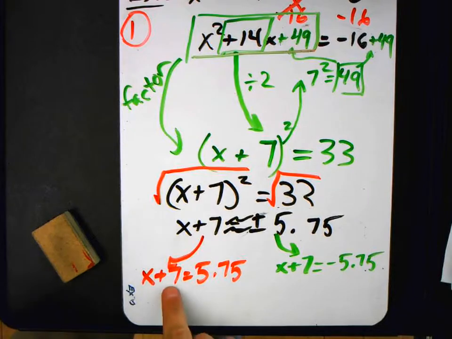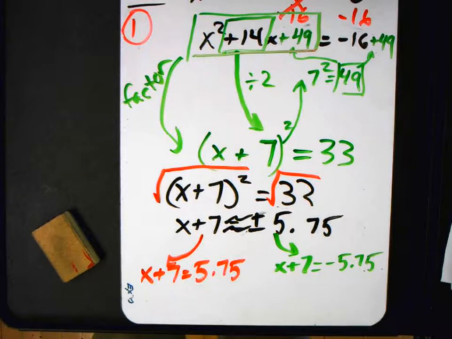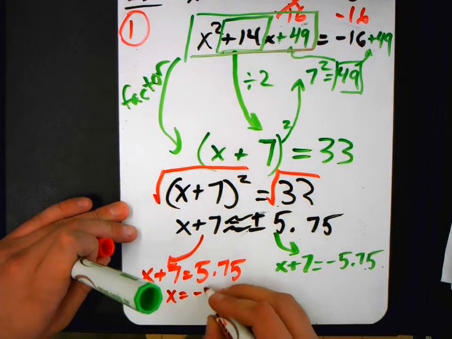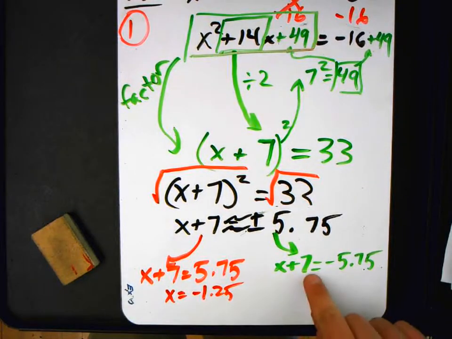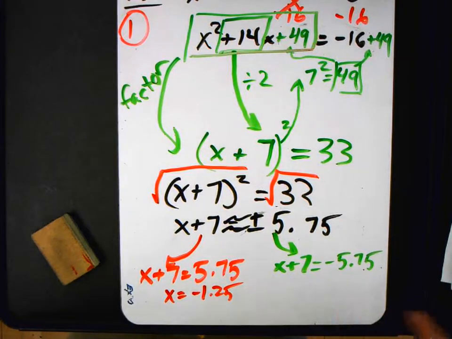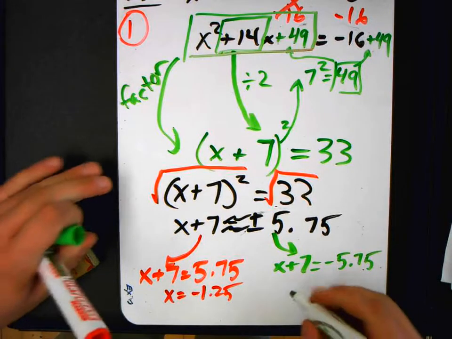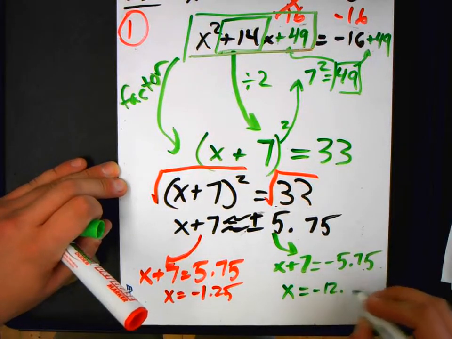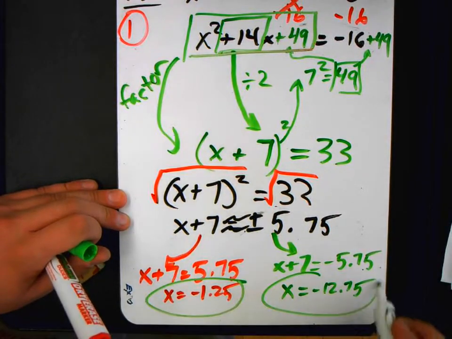Solving for each of these variables, you subtract 7 on both sides in the red equation to equal negative 1.25. To get the equation on the right, you do the exact same thing by subtracting 7, but this time it's from a negative 5.75. And this time it's equal to negative 12.75. Each of these answers is your solution.